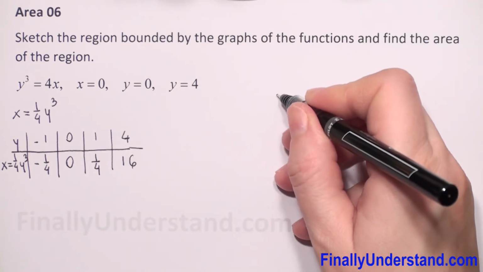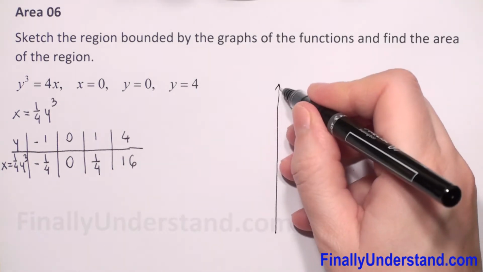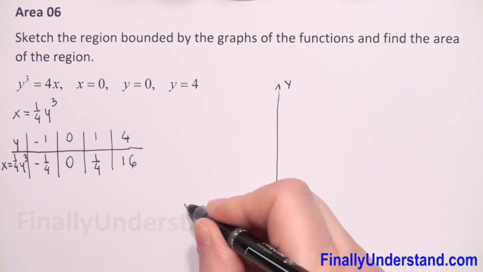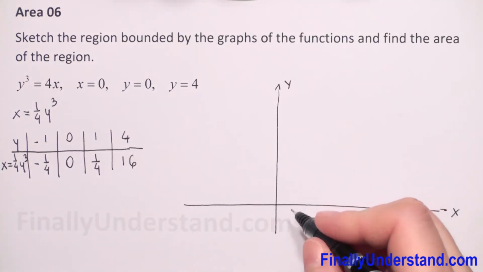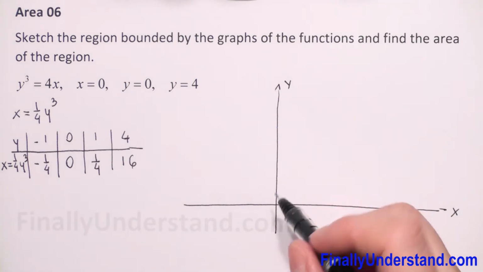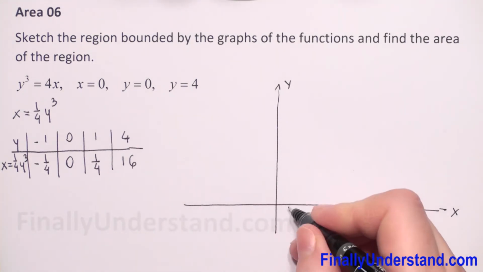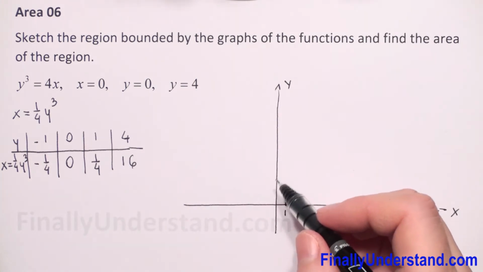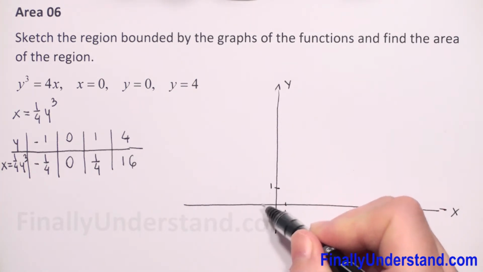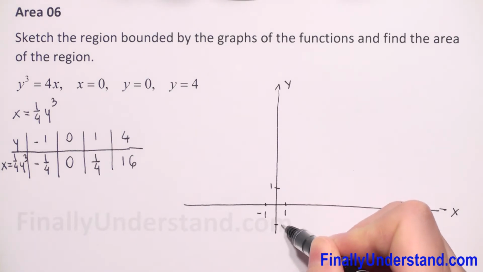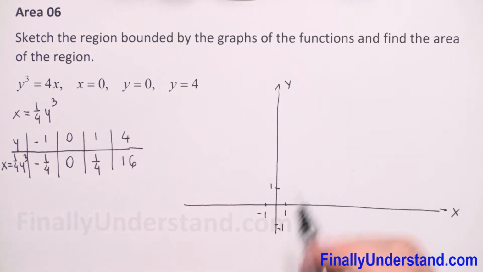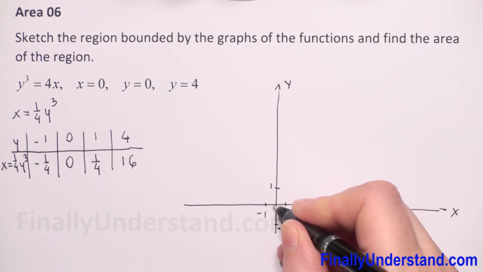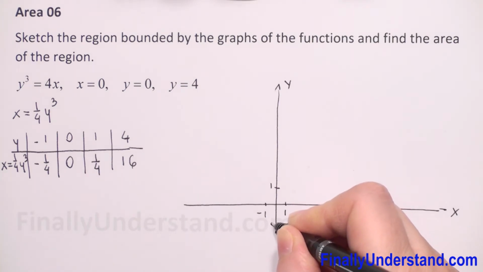So we can draw the graph of our function. This is the y-axis and x-axis. Let's put these points. We have to choose the unit very small, because we have 16 here. So let's put this is 1, and -1. For y equals -1, we have x equals -1 over 4, so approximately will be here.